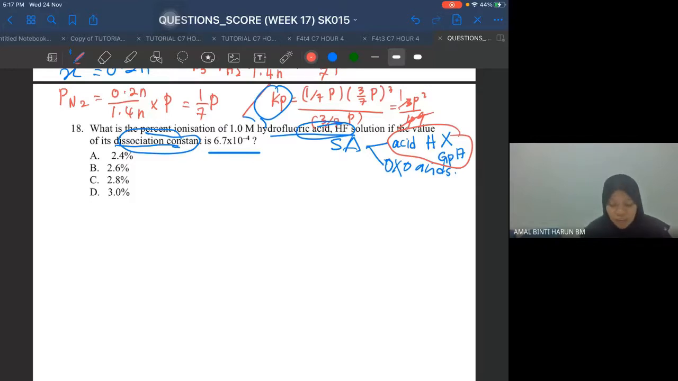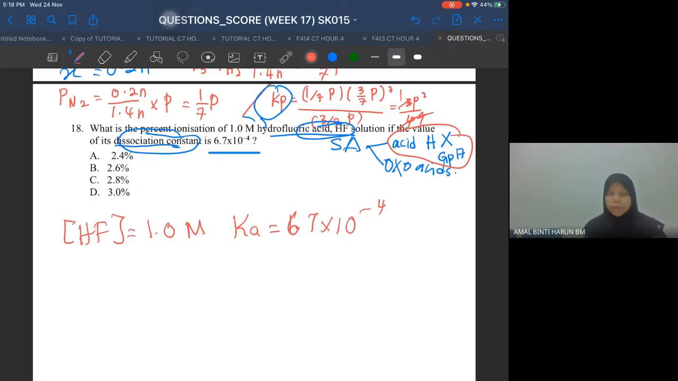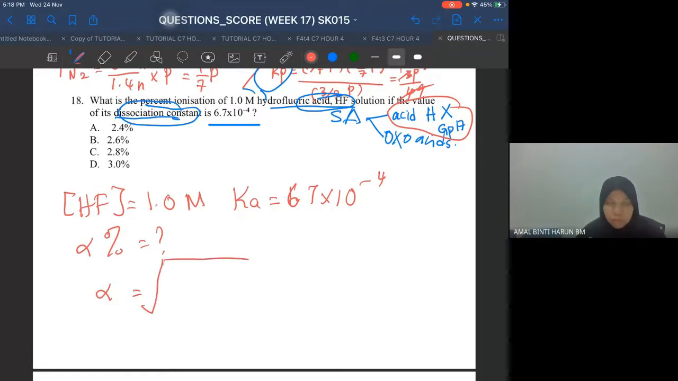Okay, so changes dia adalah the initial molarity dia, concentration HF tu adalah 1.0 molar. And then Ka given adalah 6.7 eksponen negatif 4. Okay, jadi dia tanya alpha dia berapa banyak. So alpha sama dengan Ka over initial concentration. Oh, kita ada formula ini where alpha is square root of Ka over C.